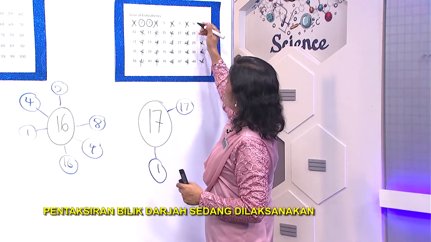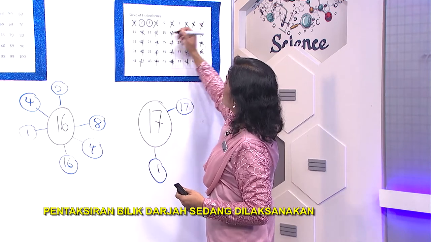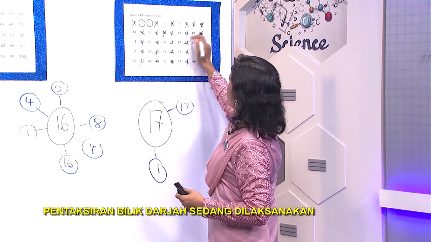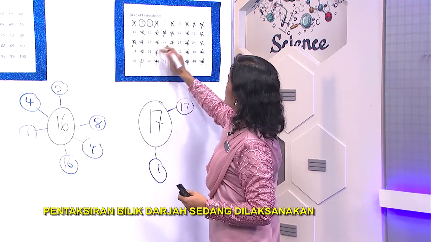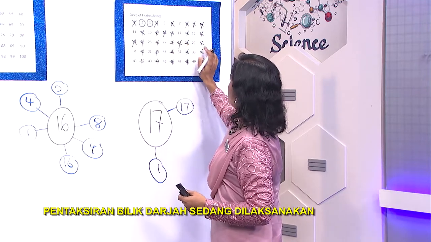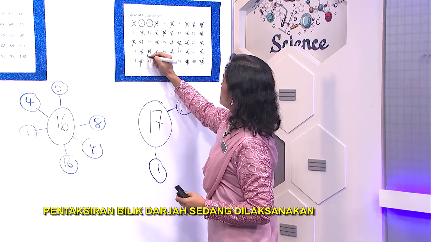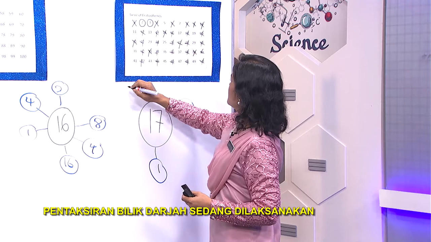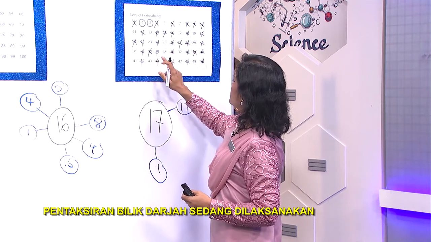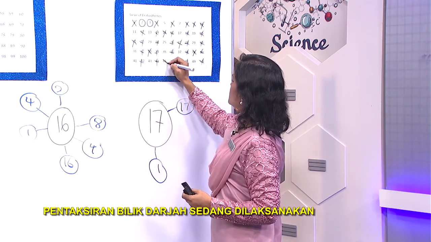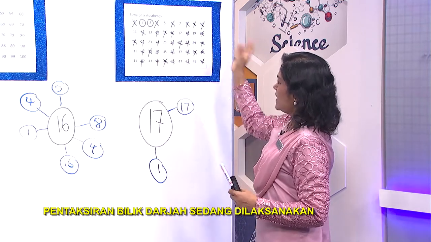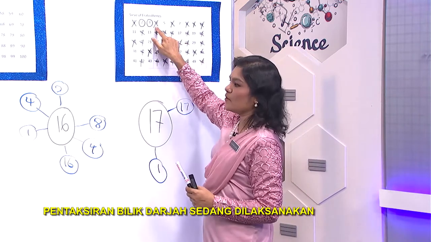What else? 9, 15, 21, 3 times 6. Okay. This one? 39. And then? 3 times this one, right? Yeah. Okay. So now we move to the second one, already crossed out.